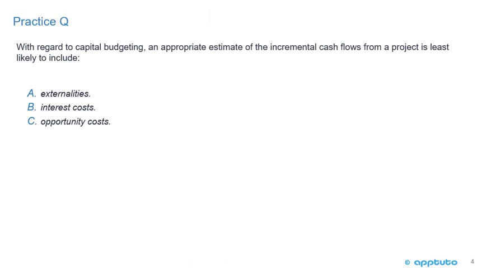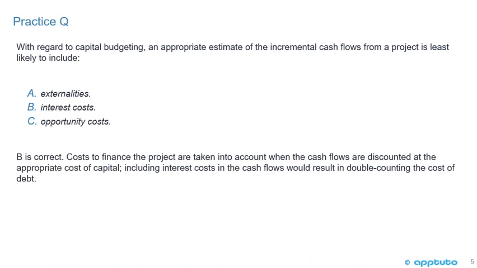With regard to capital budgeting, an appropriate estimate of the incremental cash flows from a project is least likely to include A, externalities, B, interest costs, or C, opportunity costs. The correct answer is B. Costs to finance the project are taken into account when the cash flows are discounted at the appropriate cost of capital. Including interest costs in cash flows would result in double counting the cost of debt.